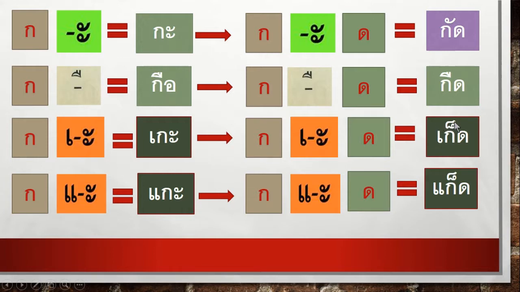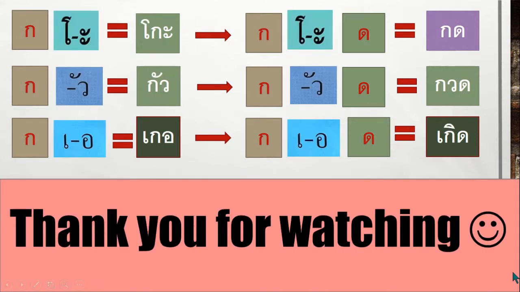It's not the long sound, it's the short one, because the long one has nothing on the top. When you see the mai tai ku mark on the top, you will understand it's the short sound. So this one, go e do get. Also like this, you just cut sara e off and put mai tai ku on the top.